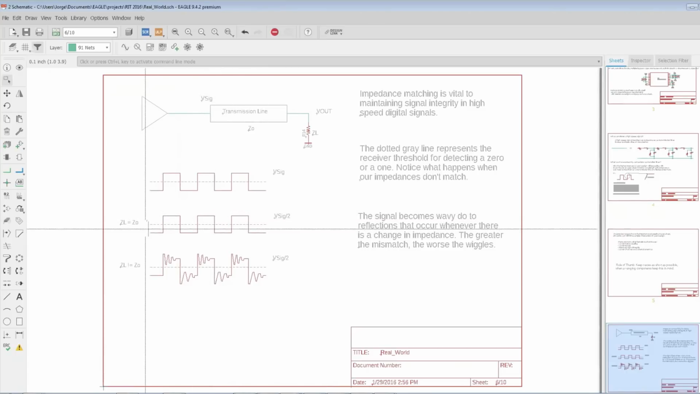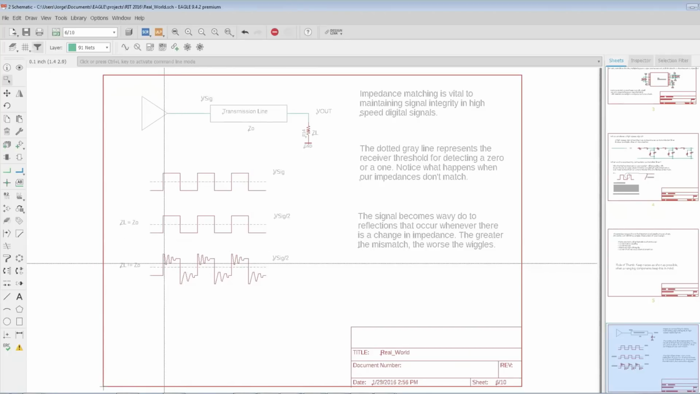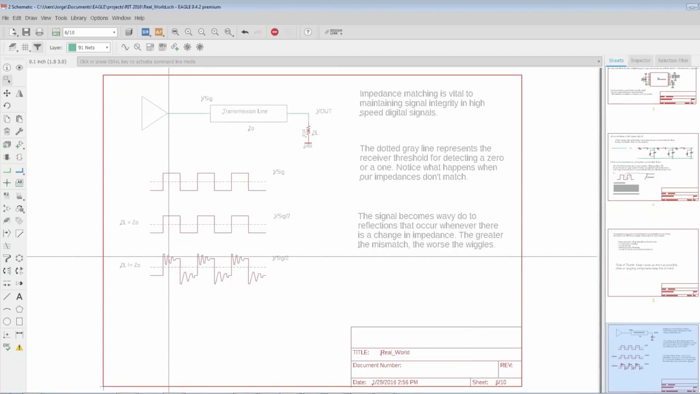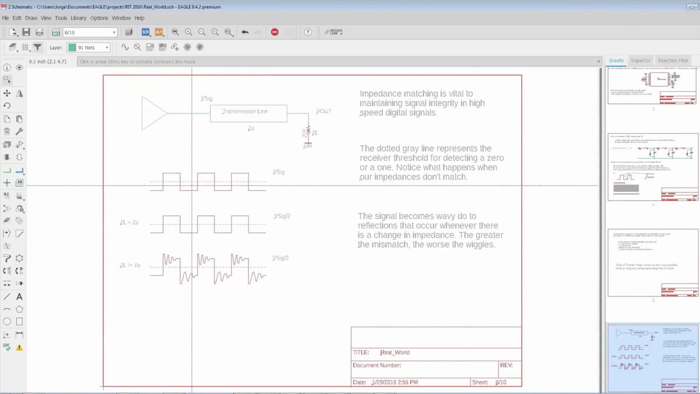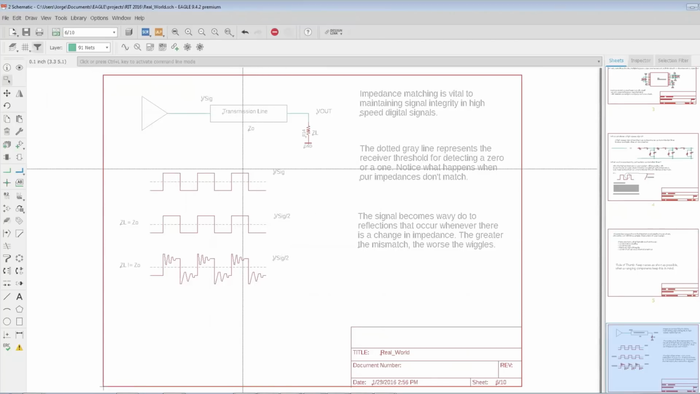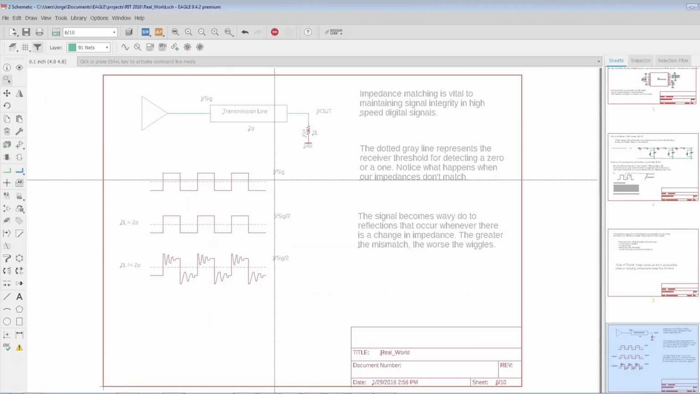And that's what you see here. However, if it's mismatched, you're going to get reflections, and those reflections are going to manifest as squiggles, as higher harmonic components in the signal, as you can see here, or distortions. Now, if you've noticed, I've drawn a little dotted line through the middle, okay? And this is basically representing a detector threshold. So imagine digital logic. Anything above that threshold is a high. Anything below that threshold is a low, okay?